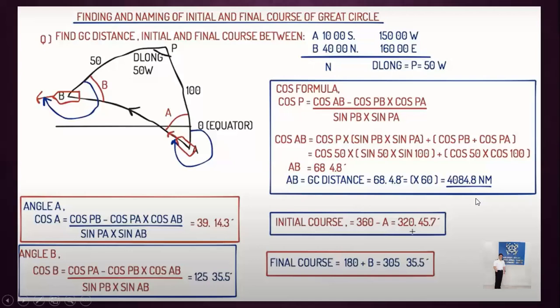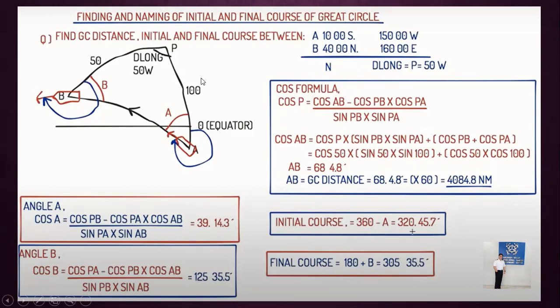Okay, to summarize the formula, you may screenshot this one. Solve for the direction, determine direction, D long, and then draw it. Write the equator first, then the poles. And then use the cosine formula here for you to be able to determine the great circle distance.